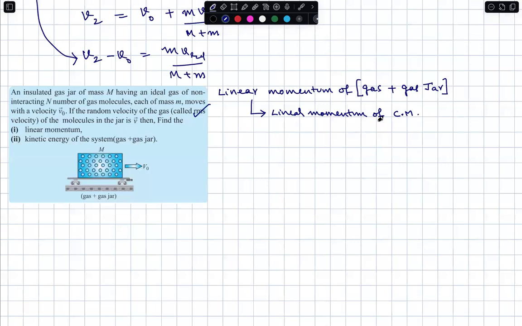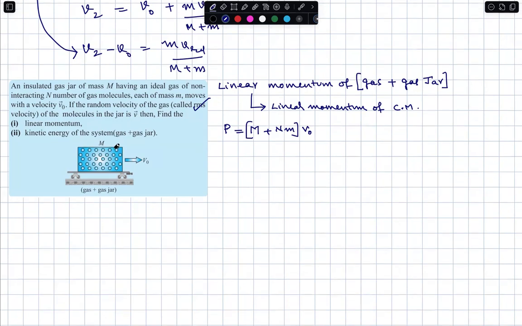Any doubt? A very important step I have written. Now, what is P system? The P system is capital M, the mass of the jar, plus the total mass of the gas molecules, into the velocity of the center of mass, which is V naught. Whenever they say V naught is the velocity, it is nothing but the center of mass velocity. This is the initial momentum.